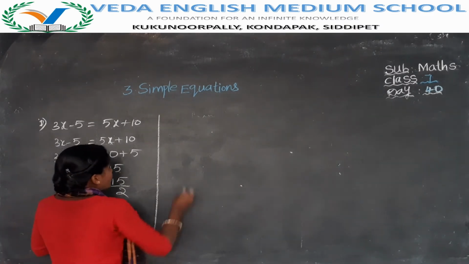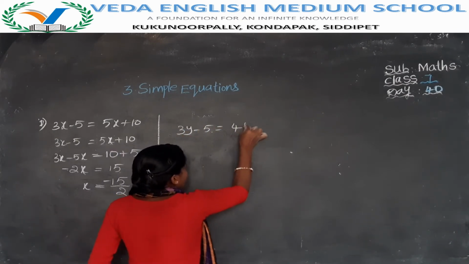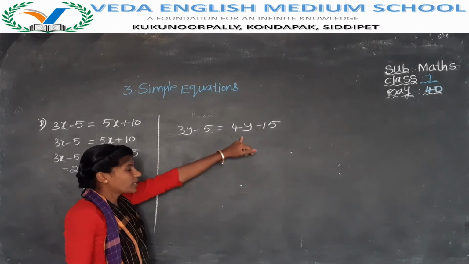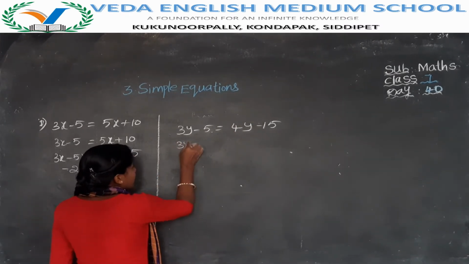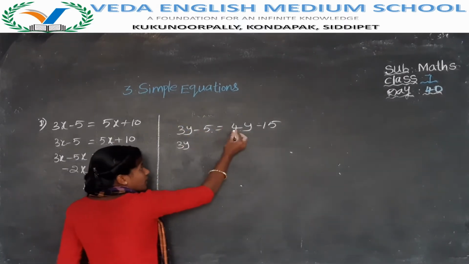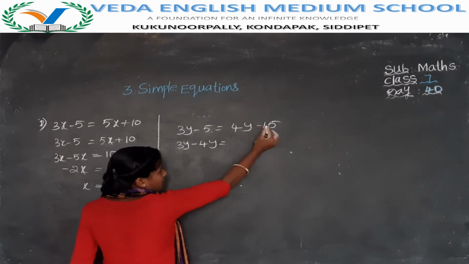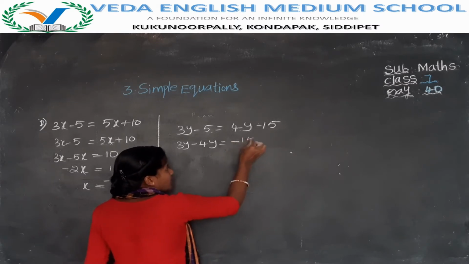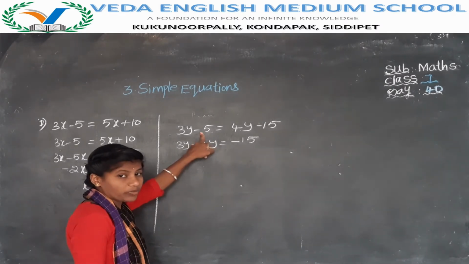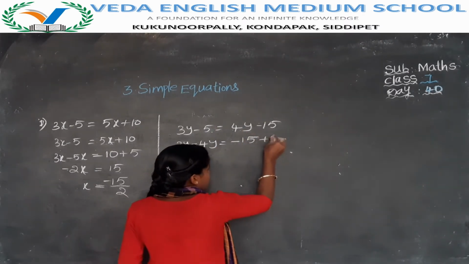See, one more problem. 3y minus 5 is equal to 4y minus 15. Then the y term we should bring to the LHS side. 3y. In RHS side, this 4y term has plus symbol. So when it comes to LHS side, it becomes minus 4y. Is equal to, now minus 4y comes to this side. What is the number left here? Minus 15. You should write minus 15 only. Now in LHS side we have minus 5. Now minus 5 we have to write to the RHS side. Minus 5 will become plus 5.